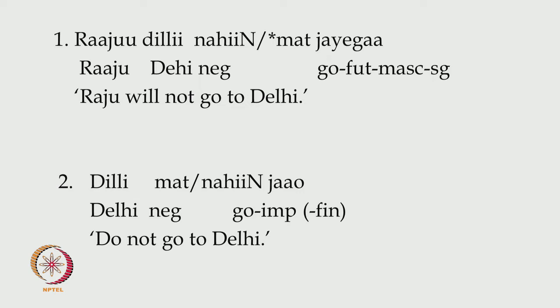So, just two points that I want to make here. Look at the word nahi in the first sentence. It's right before the verb, negating the entire sentence. However, in the first sentence, the use of the negation marker mat is not allowed. In the second sentence, it's all right. So, which one is more generic negation marker? Clearly, nahi. Mat has a restrictive environment to appear, which is that it appears only in imperative sentences.